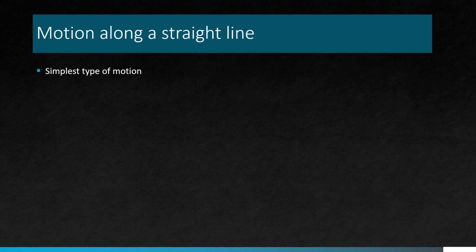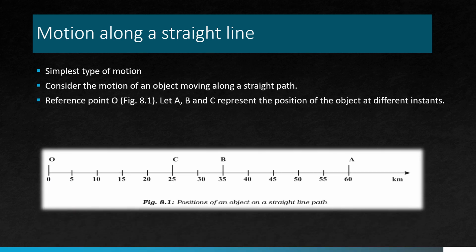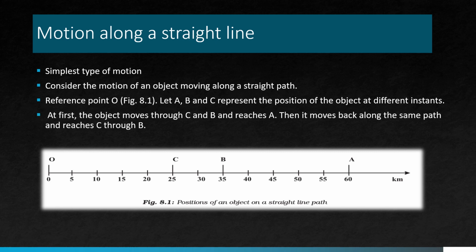So now we will discuss motion of an object along a straight line, which is the simplest type of motion. Okay, so for this, we will consider the motion of an object which is moving along a straight path. To explain the entire concept, I'll take the image directly from the book. Here, O is the origin or the starting point. A, B, C are the positions of the object at different instances, right?